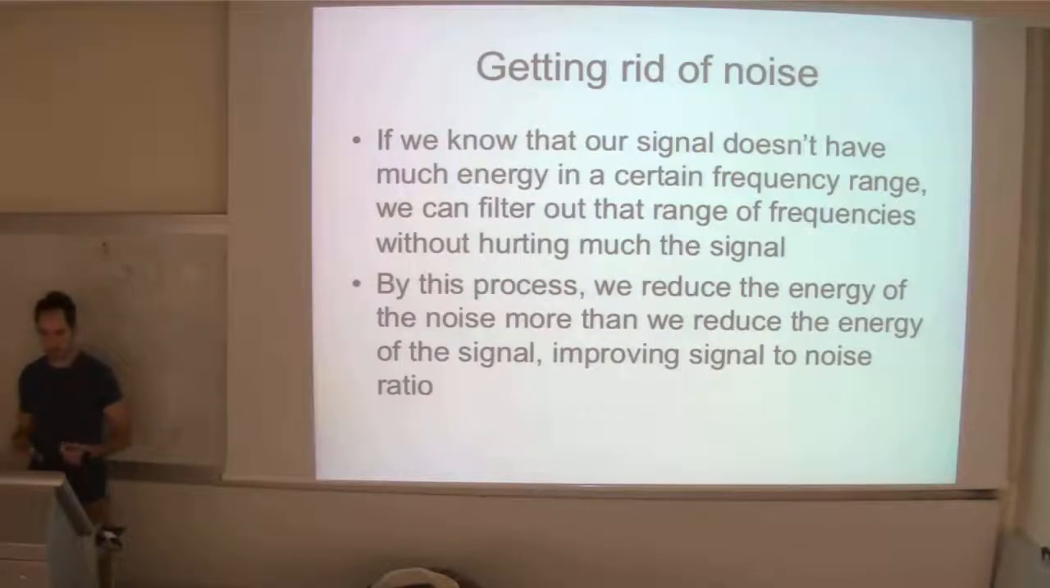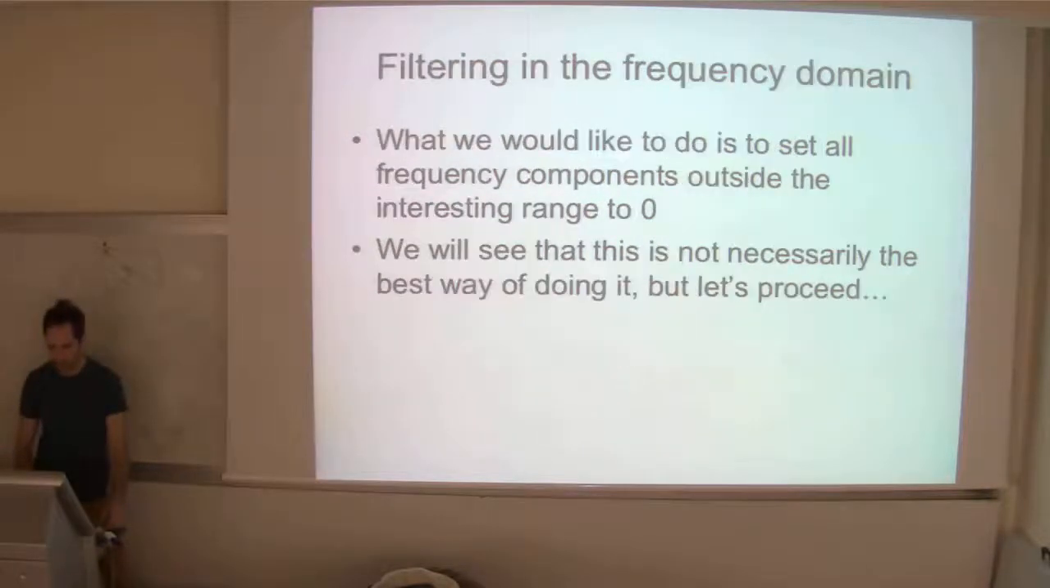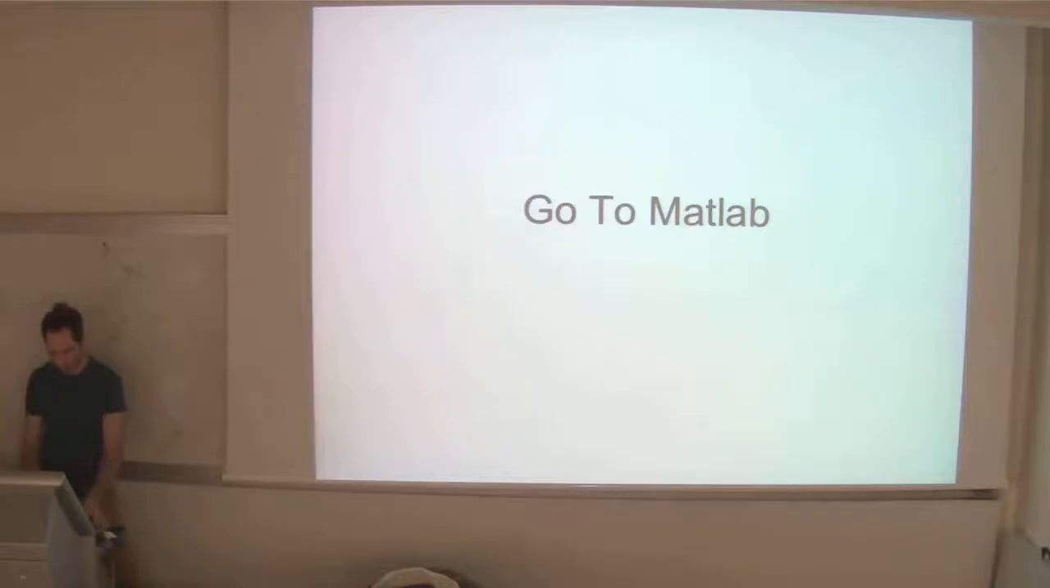Getting rid of noise. If we know that our signal doesn't have much energy in a certain frequency range, we can filter out that range of frequencies without hurting the signal much. By this process, we reduce the energy of the noise more than we reduce the energy of the signal, improving the signal-to-noise ratio. What we would like to do is set all the frequencies that are not important to us to 0. We will see that this is not necessarily the best way of doing it, but it's actually a really nice example.